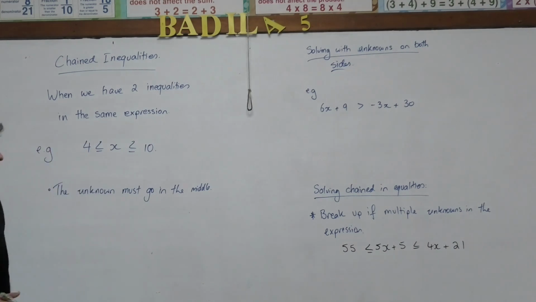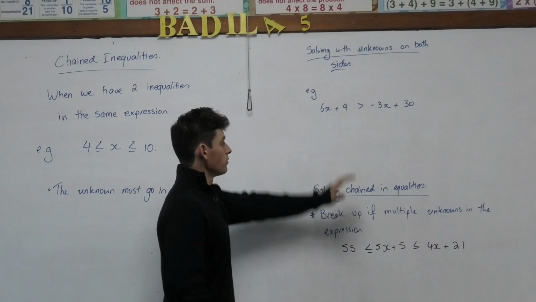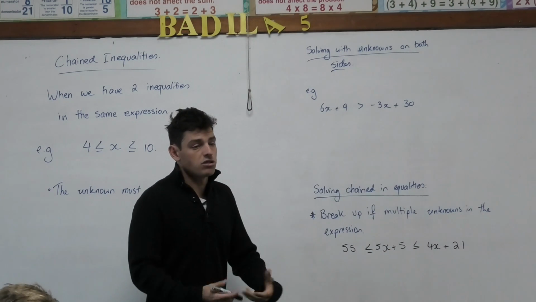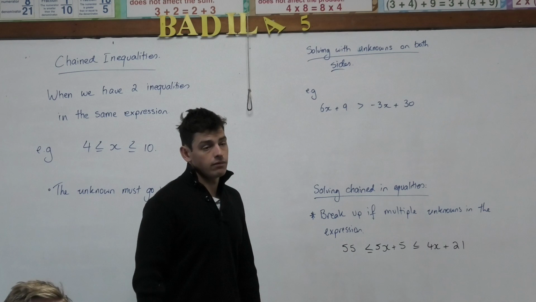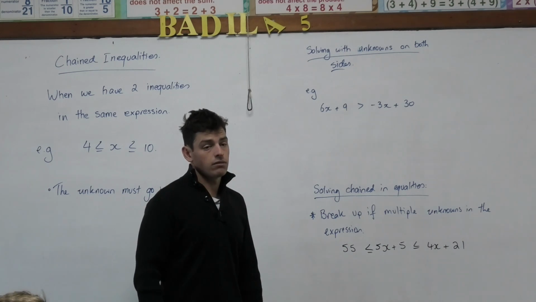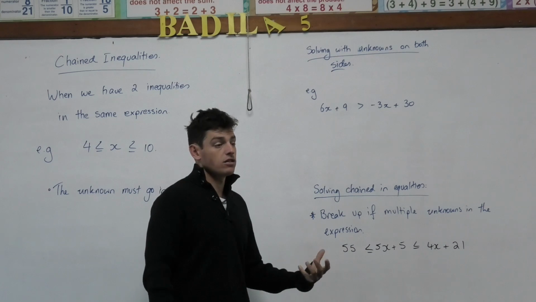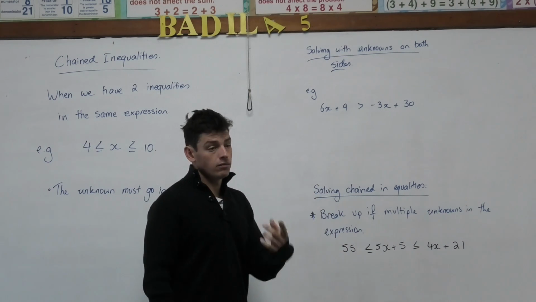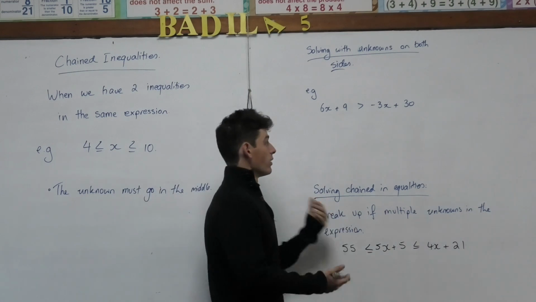6x plus 9 is greater than negative 3x plus 30. What's the problem with this? Jake, what's the problem with this question, or this expression? What's the first thing I need to fix up? No idea? What's the goal? I was trying to get x by itself, correct? Yeah. What's the problem? Variables on both sides of the expression, correct? I need to get rid of them from one side.